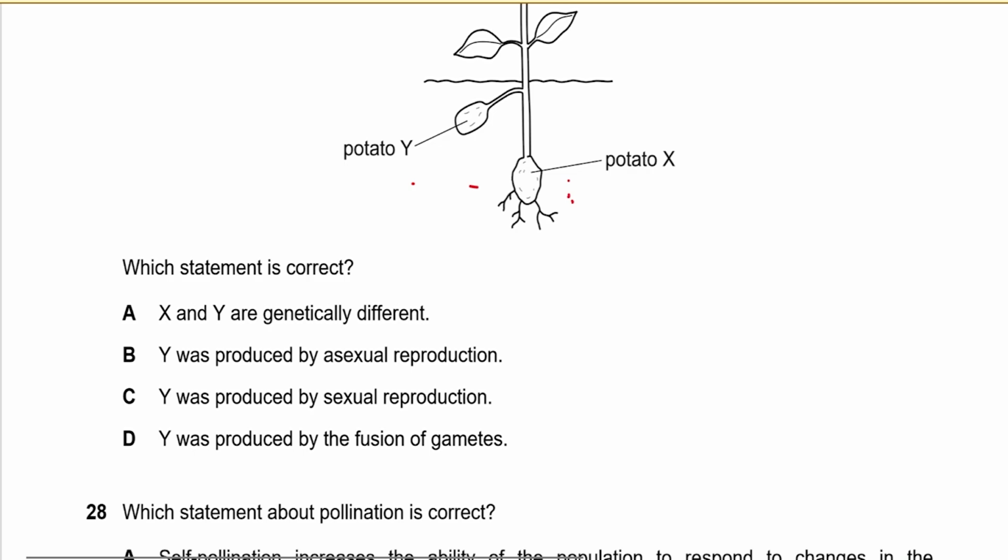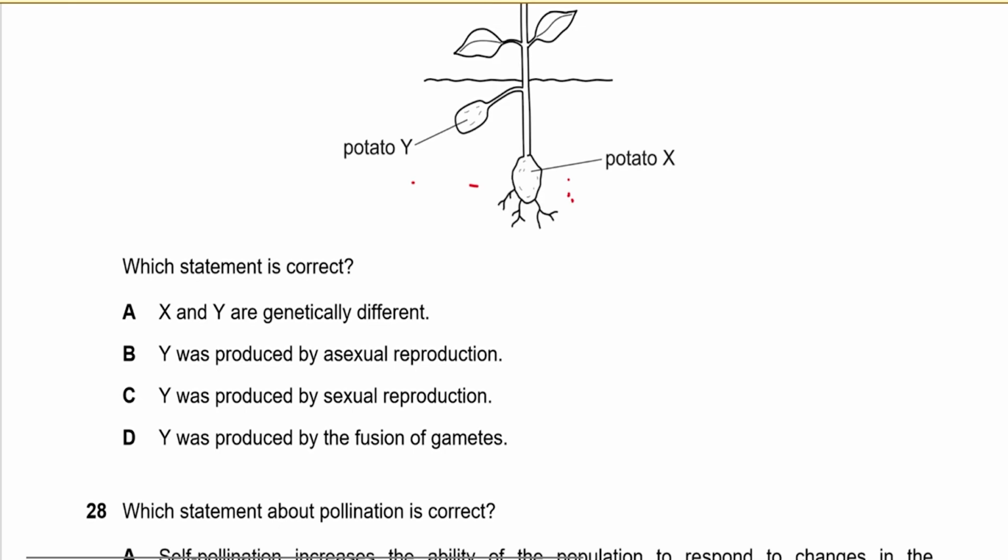Which statement is correct? X and Y are genetically different. Y was produced by asexual reproduction. Y was produced by sexual reproduction. Y was produced by fusion of gametes.